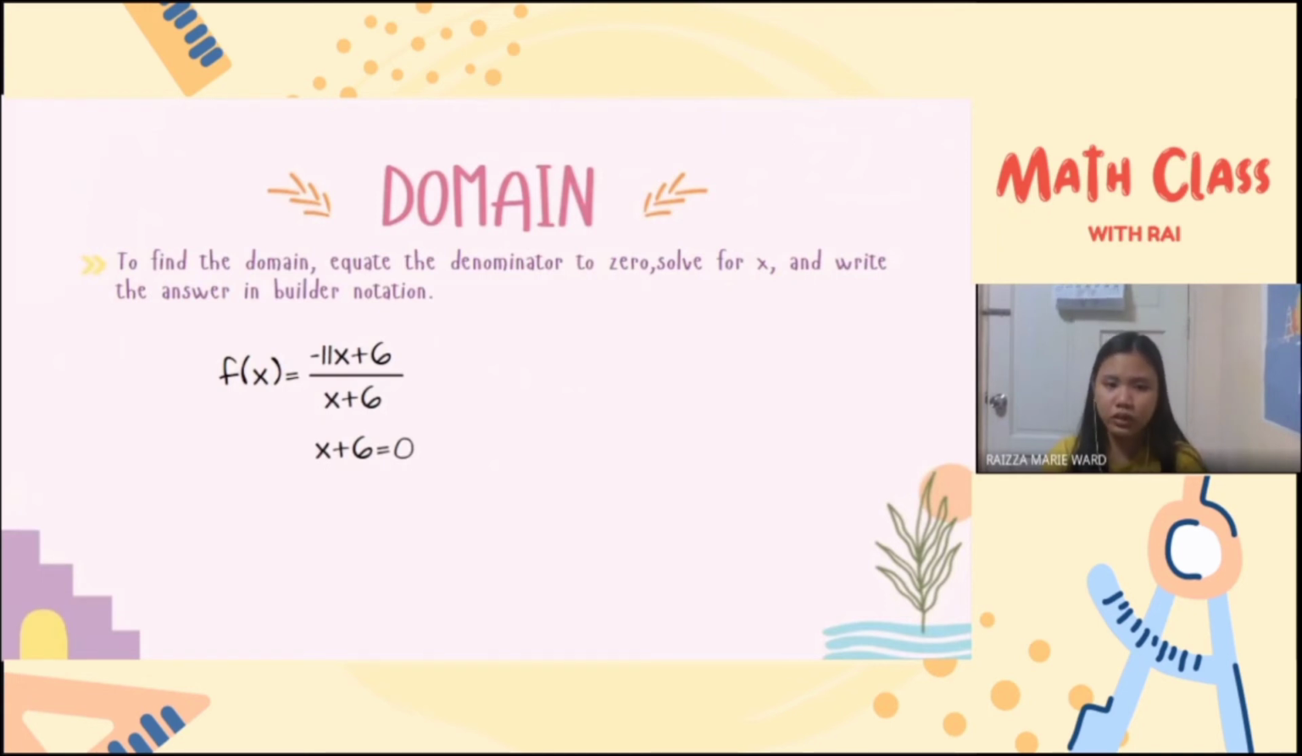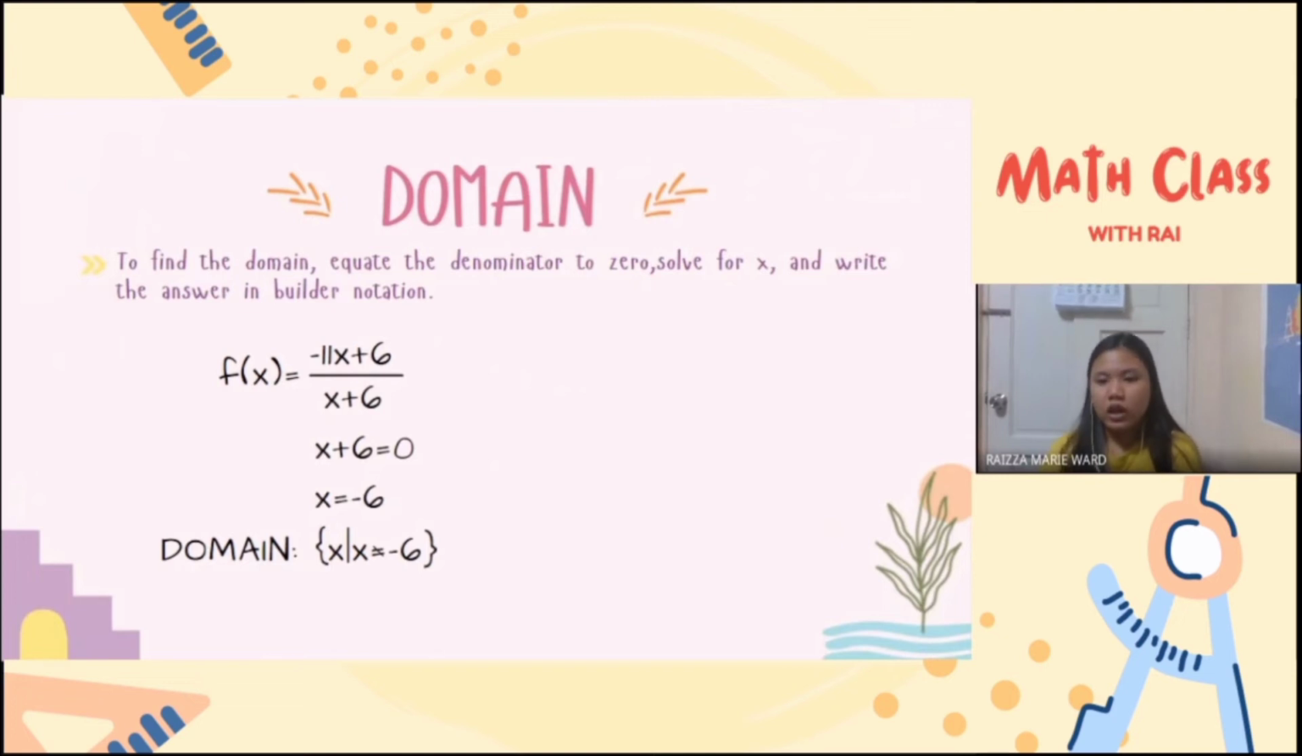X plus 6 is equal to 0. Transpose the 6 to get the x, and don't forget to change its sign. Also, x is equal to negative 6. Similar lang kung paano kinukuha yung vertical asymptote, but the only difference is how we are going to write the final answer. The final answer is x such that x is not equal to negative 6. The builder notation is enclosed in brackets or braces, meaning they are in a set. So, any number aside from negative 6.